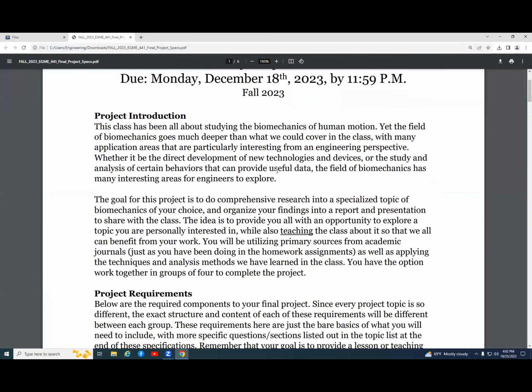Let's introduce the project first. I might have mentioned this a couple times in class, but the idea with this project is to take a more specialized topic within biomechanics. I know a lot of you are coming in with interest in specific areas, things like prosthetics, sports biomechanics. I want you to study that topic and prepare a lesson and a report on that topic to teach the class.